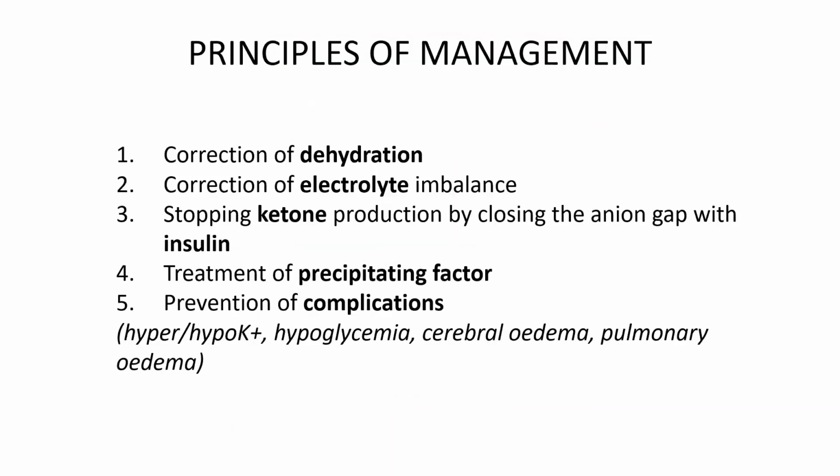Okay, so now we move on to principles of management. I think the most important part of DKA is to actually remember the principles of management. The first principle is definitely to correct the dehydration presented in the patient. The second one is to correct electrolyte imbalance in the patient. The third one is to stop ketone production by closing the anion gap with insulin. Fourth one, treat precipitating factor.